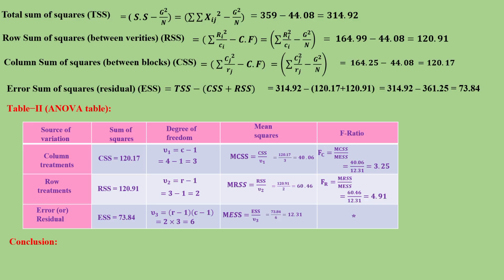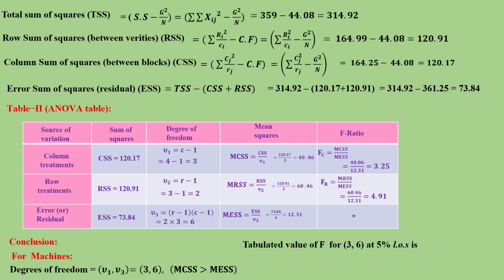Next, conclusion for machines. Degrees of freedom V1, V3, that is 3, 6, because MCSS is greater than MESS. When you are writing the degrees of freedom, you have to write the degrees of freedom of the greater one, that is the numerator, first, then the denominator: 3, 6. So the tabulated value for 3, 6 at 5% level of significance is 4.76. So compare FC and FT. FC 3.25 is less than FT, 4.76. Therefore, H0 is accepted. The null hypothesis is accepted.